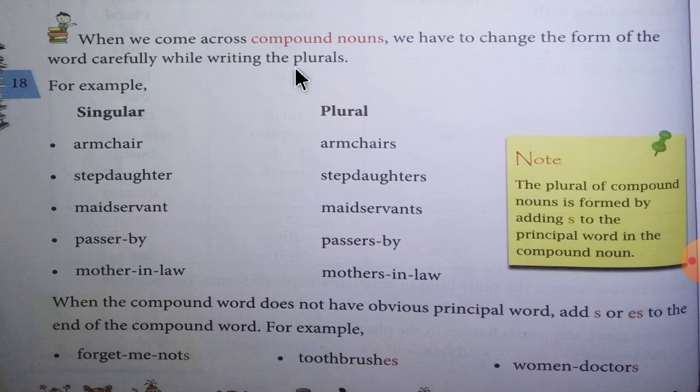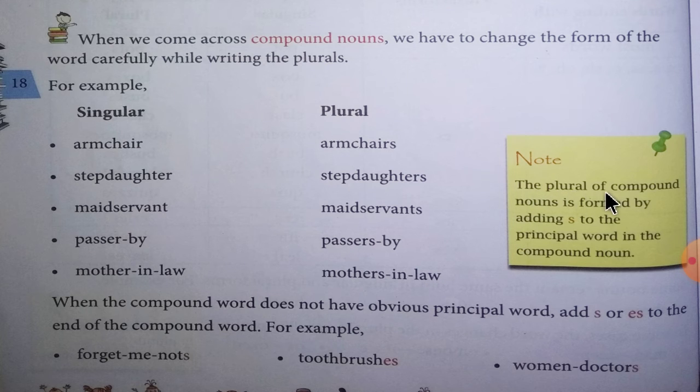carefully while writing the plurals. For example, compound nouns means two words, two nouns together. Armchair, armchairs. We will not say armchairs with the s in the middle; we will change only the ending letter. Armchair, armchairs. Stepdaughter, stepdaughters. Maidservant, maidservants. Passerby, passersby. Mother-in-law, mothers-in-law.